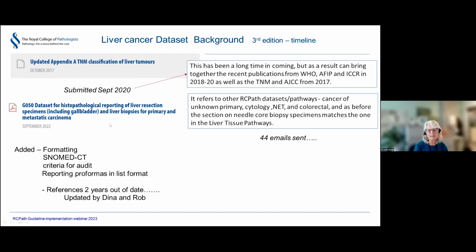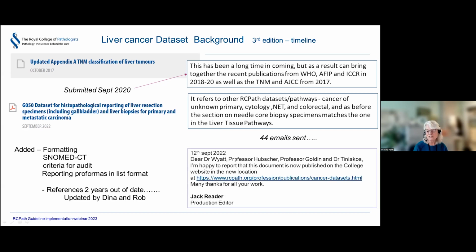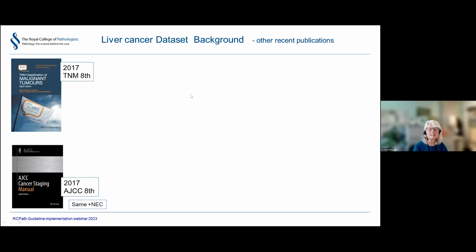After September 2020, there was another 2 years before the document was published. And during that time, a big team working behind the scenes in the college, which we're really grateful, were able to provide things like the SNOMED CT codes and the reporting pro formas in list format. But it meant that the references needed then updating for the last 2 years that had happened. And eventually, after all that, the data set appears on the college website, having been through a very useful consultation period. So what happened in the meantime?